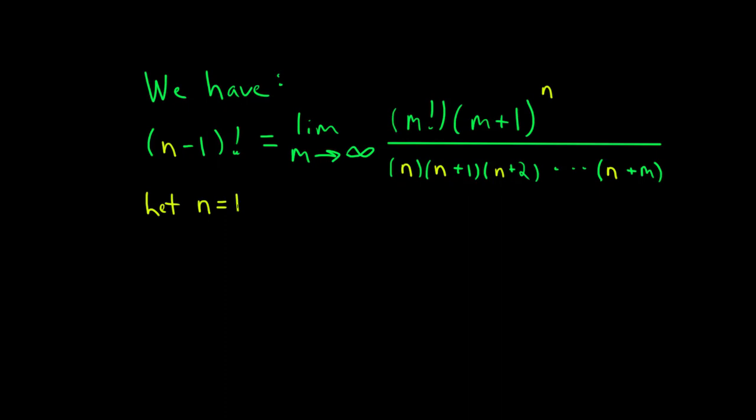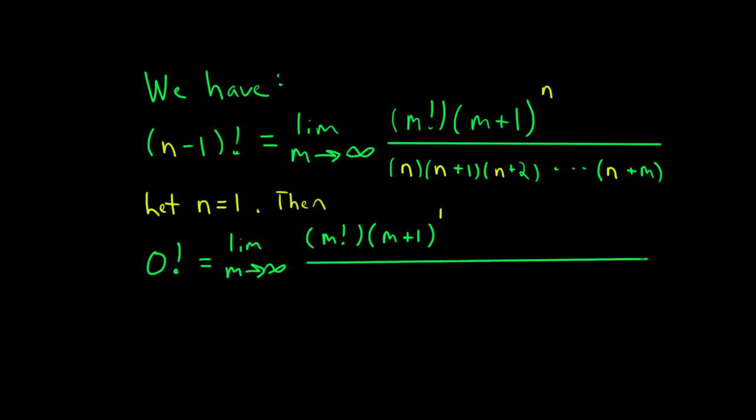So now let's let n equal 1. Then we'll be able to compute 0 factorial. So 0 factorial would equal the limit as m approaches infinity of the expression m factorial times m plus 1 to the 1, over, letting n equal 1, 1 times 1 plus 1 times 1 plus 2 all the way up to 1 plus m, and we sure hope that this expression reduces to 1. Well, let's see that it does.